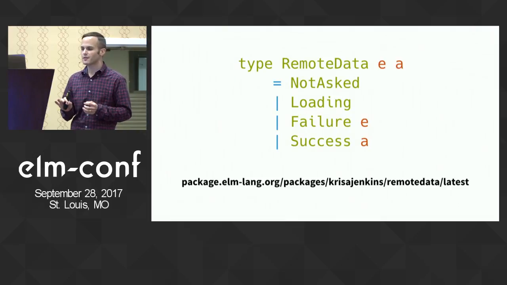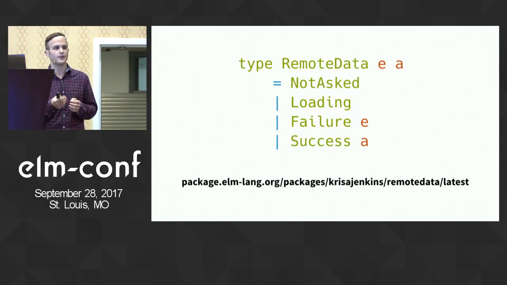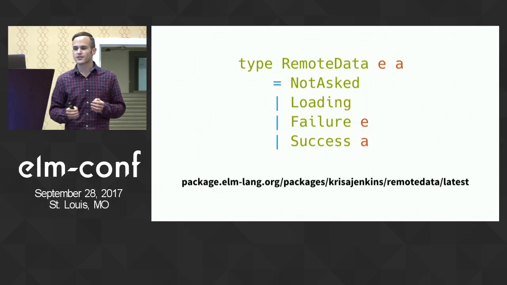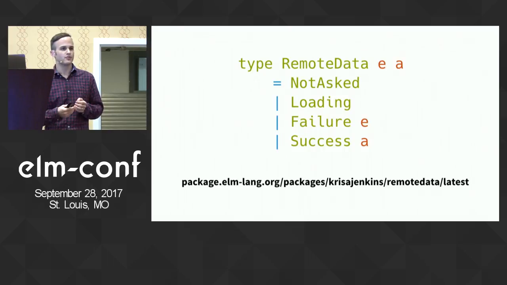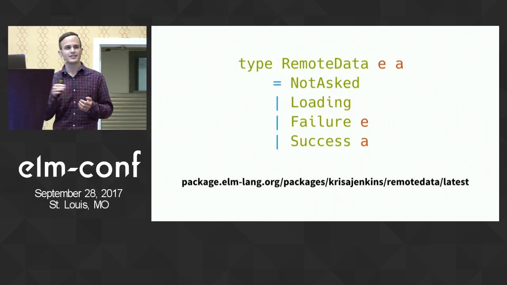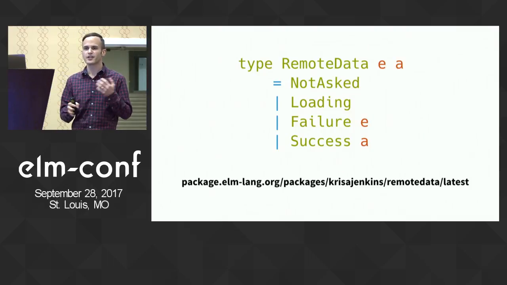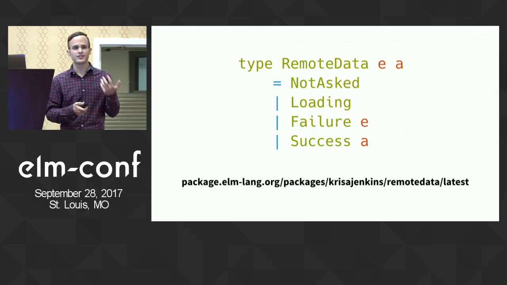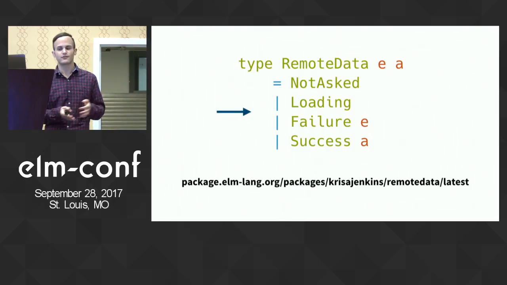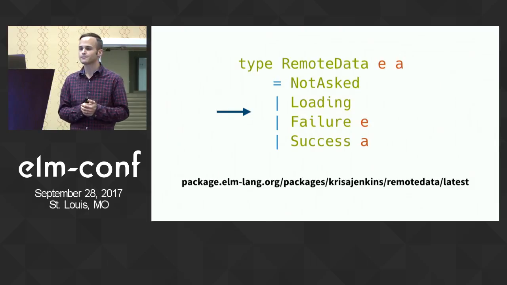So this is such a common paradigm with fetching remote data in Elm that there's actually already a library for doing most of this. So there's this remote data package from Chris Jenkins that offers this reusable union type called remote data. And the remote data union type is just like our remote doggo type, but with a couple differences. So some of the constructors are named a little differently, but they still map one-to-one. Not asked maps to ready, loading maps to fetching, failure maps to error, and success stays the same.